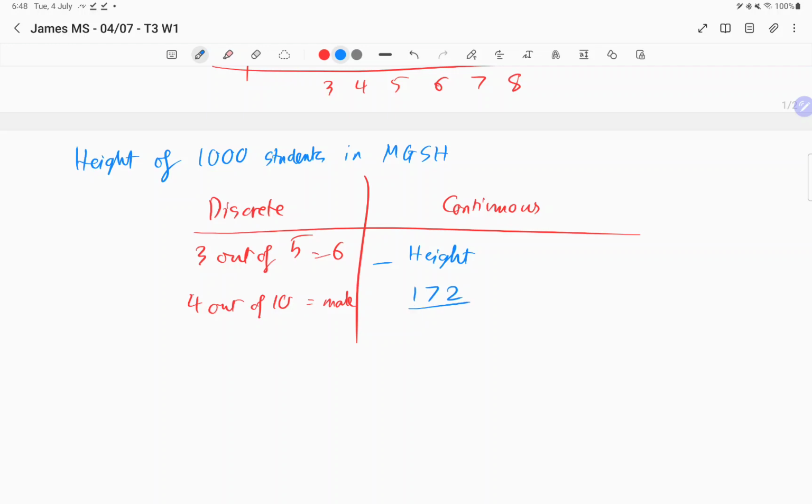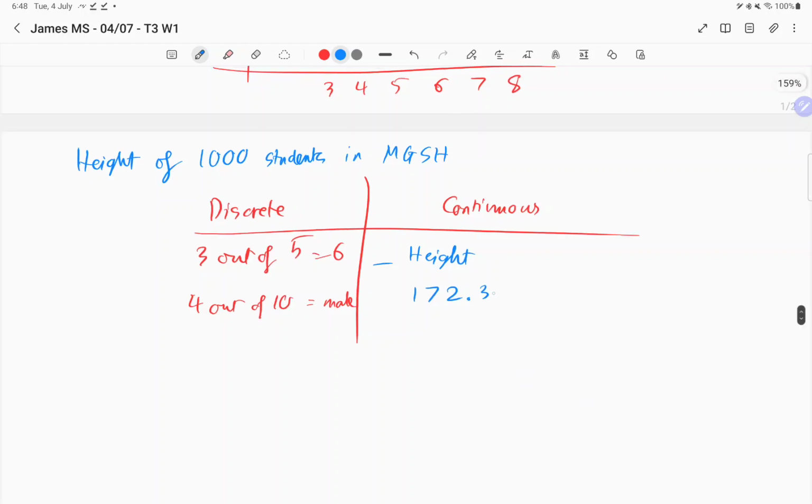Probably not. Do you think your height is 72 point, let's say if you know what it is, 0.3? Do you think that's accurate enough? Maybe, that's fair. But what if it's actually 0.3 and then 1 and then 4 and then 2? And if you have something even more accurate, it could be 6, 7, 2, 4, whatever. It goes on forever. So you see how your height is never an exact whole number.